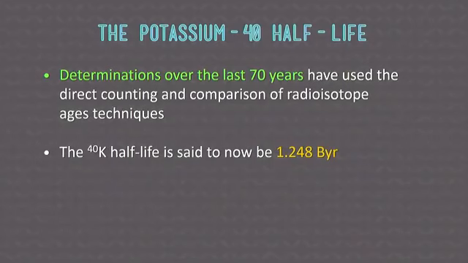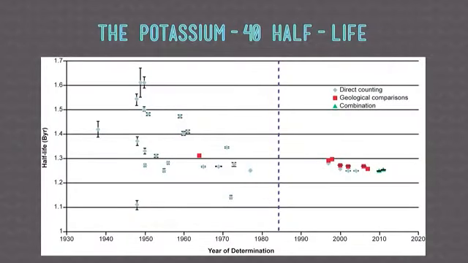Potassium-argon, the potassium-40 half-life. 70 years of determinations. The half-life has been determined at 1.248 billion years. Here are the determinations over the last 70 years. Notice how the earlier results were quite scattered, and they might say, well, that's because the early equipment wasn't very good. Well, the interesting thing is we need to remember that people have more and more relied upon computers rather than being hands-on with their equipment.